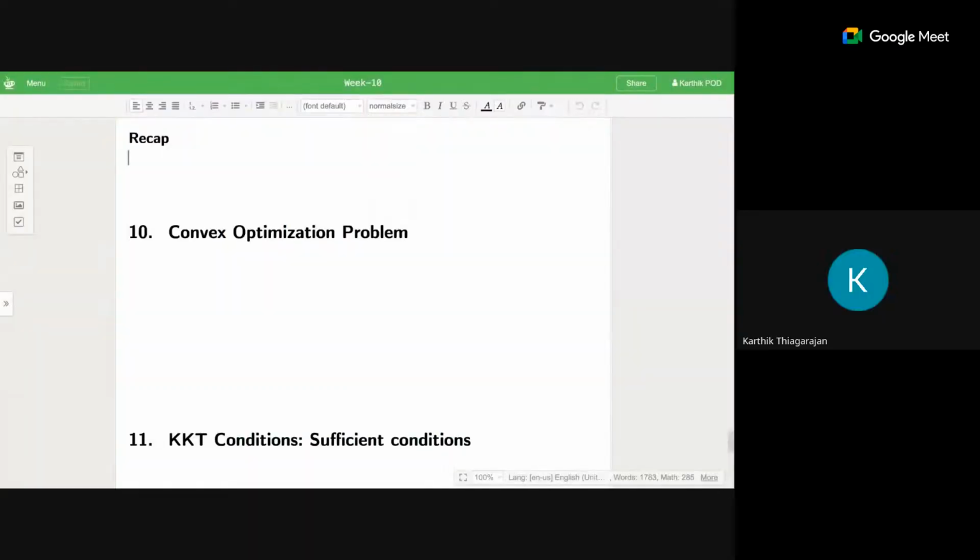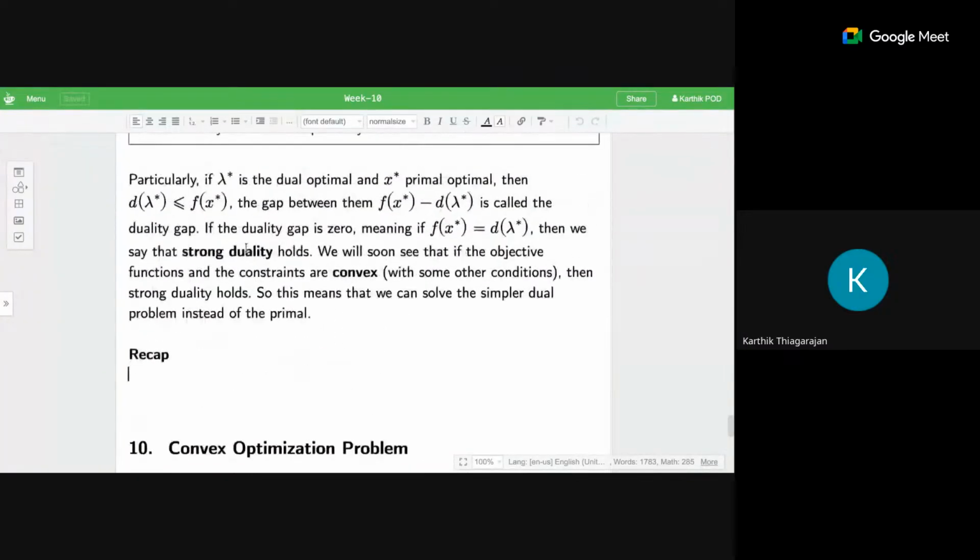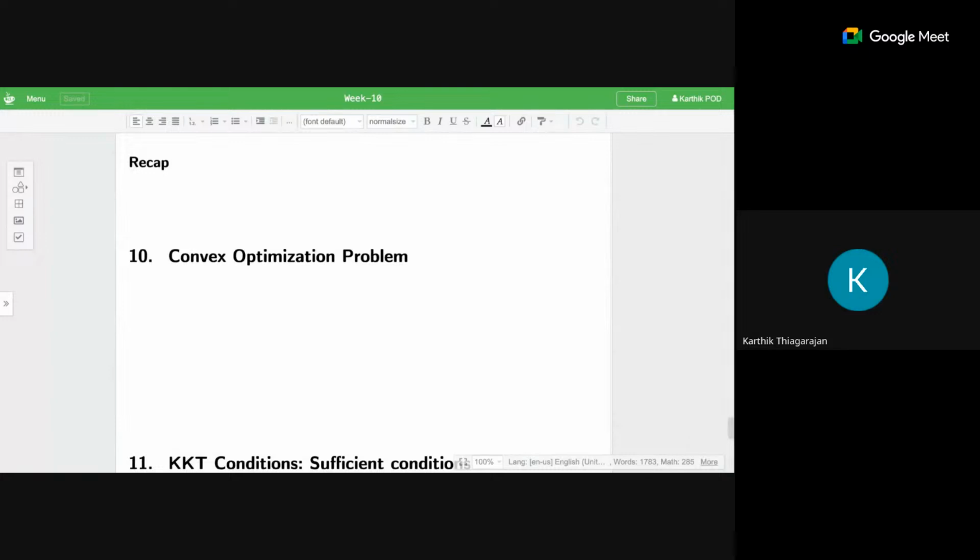Yes. So we will assume week 10, the last bit for week 10. What we have so far seen is we have looked at this whole idea of duality and duality gap for general problems, right? That is what we have seen. We have also looked at what is called strong duality, weak duality, all these things.